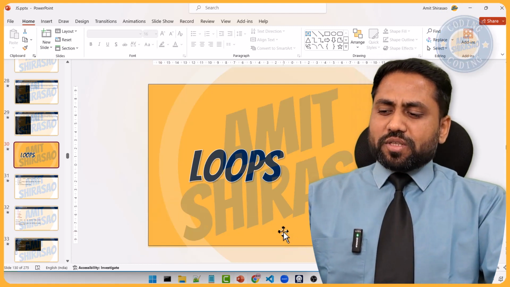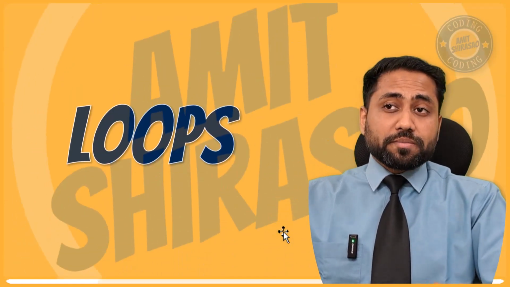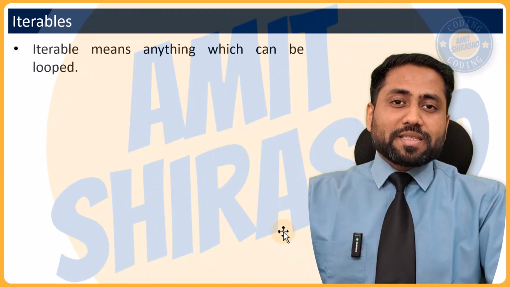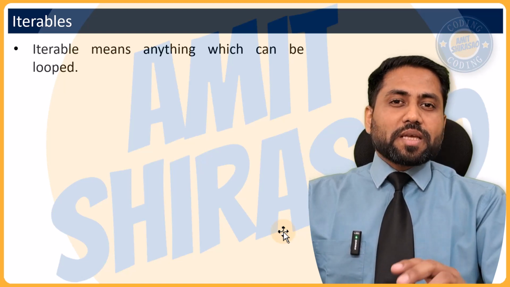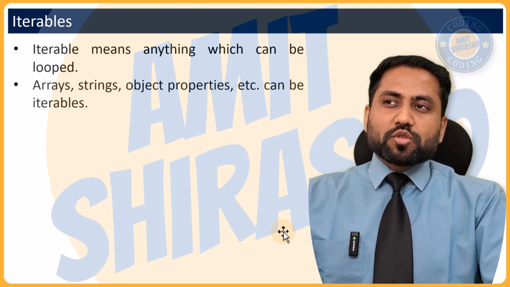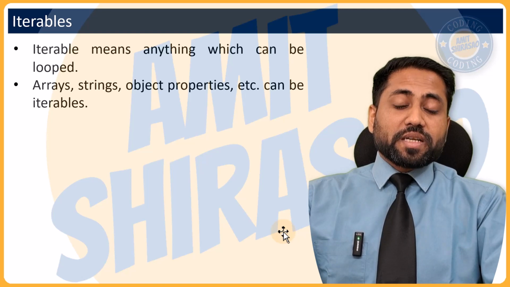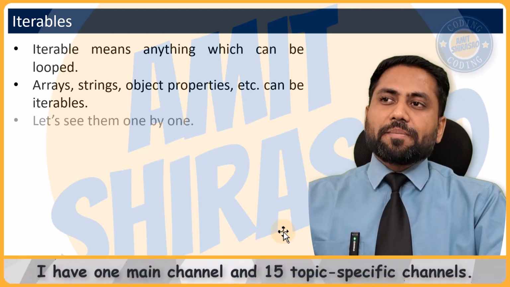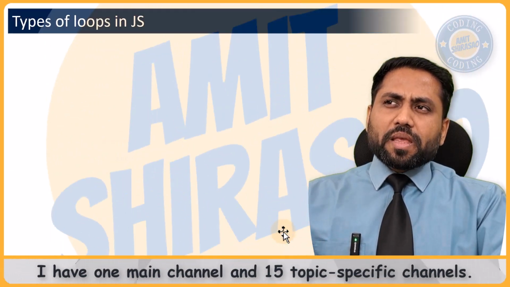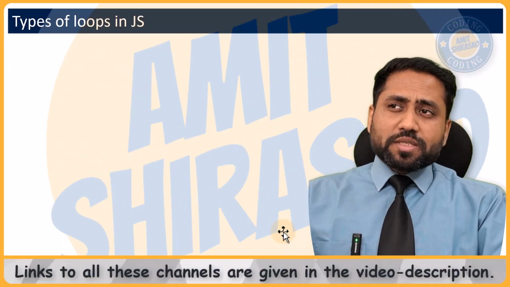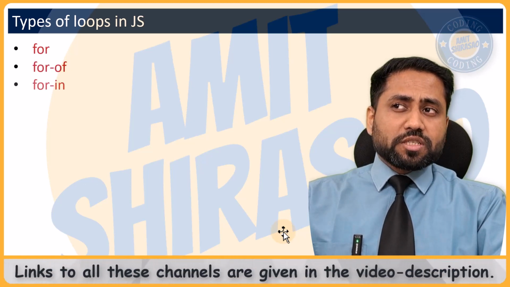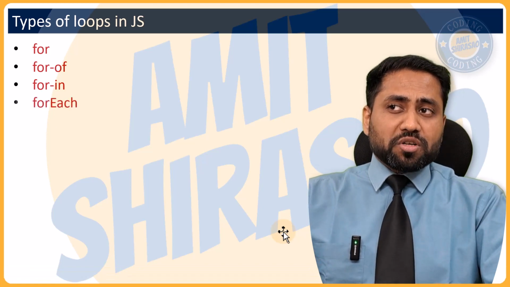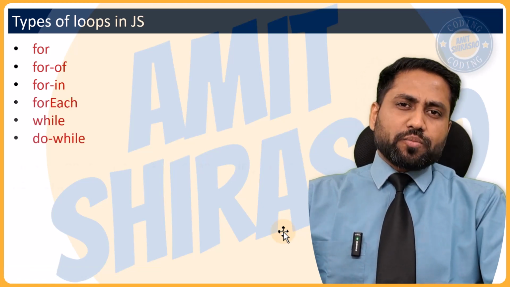Let us start with understanding what are loops. First of all, let us understand what are iterables. Iterable means anything that can be looped. The types of iterables in JavaScript are arrays, strings, and object properties. Now let us see them one by one. Types of loops in JavaScript are for loop, various variations of for, like for of, for in, forEach, and then while loop and do while loop.